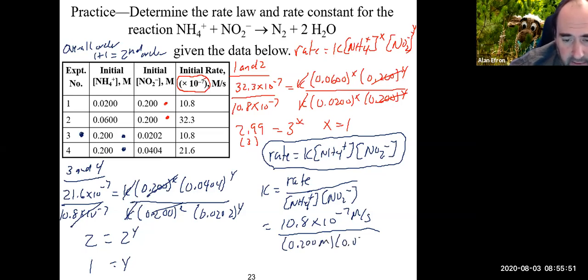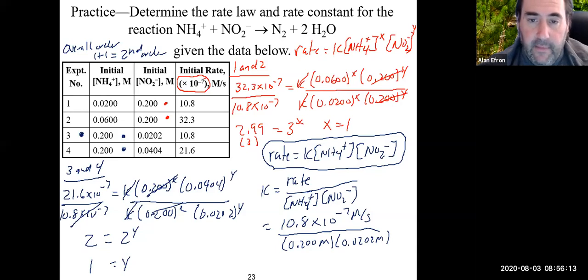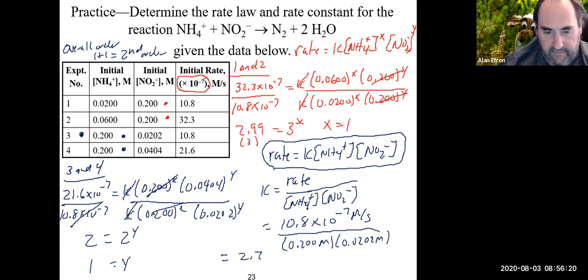And 0.02202. And if we do that, 10 to the minus 7 divided by 0.2 divided by 0.0202 gives me a 2.7 times 10 to the minus 4, it looks like. So 2.70 times 10 to the minus 4.